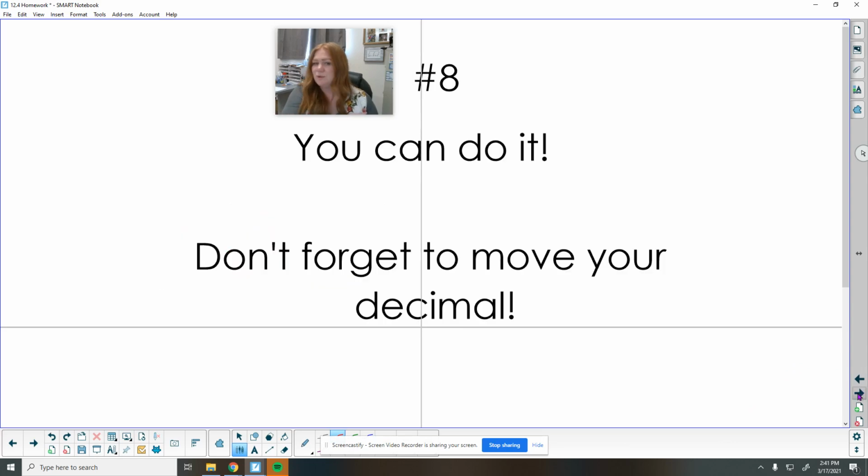Okay, number 8, you can totally do it. It's a multiplication problem. Don't forget to move your decimal the correct number of places.